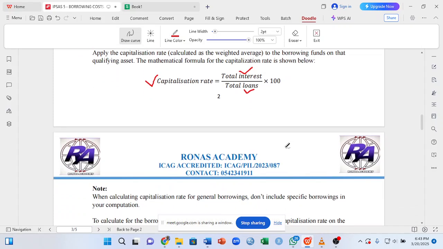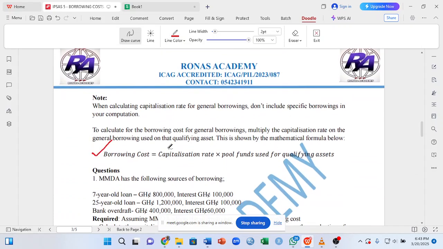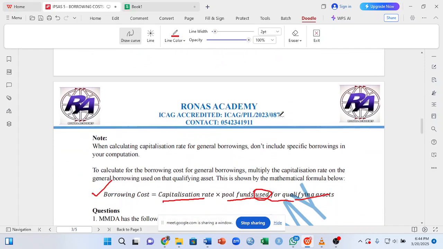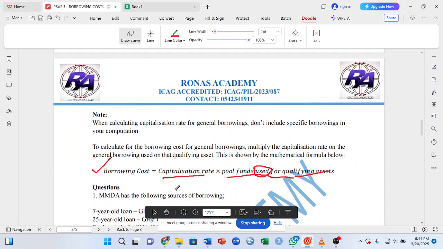Then when you get the capitalization rate, to get your borrowing cost, you multiply the capitalization rate by the pool fund you used. Bear in mind the key word is you used. You may have a pool fund, but you may not use all of it for the qualifying asset. You only consider the one that you use for the qualifying asset. Are we fine? So bear in mind, with general borrowing, first things first, identify the capitalization rate, which is the total interest over total loan times 100. Then you multiply the capitalization rate by the amount that you took from the pool of fund to finance the qualifying asset. That's all for borrowing cost under general borrowing.